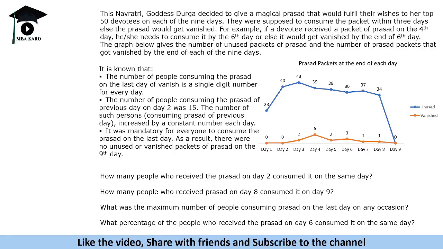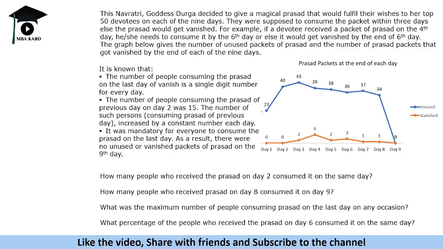Okay, this graph gives the number of unused packets of prasad. Unused means people who have not consumed the prasad, and the number of prasad packets that got vanished by the end of each of the 9 days. Now, first and second day, obviously there will be no vanished because the prasad is available till 3 days, right? So, first 2 days, obviously there will be no vanish. So, from third day onward, there is a vanish of prasad.